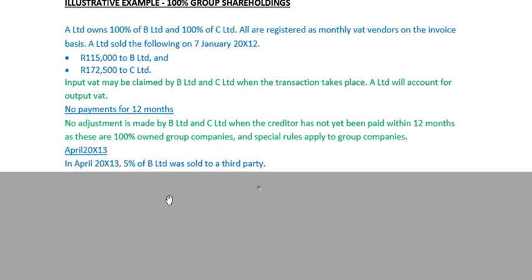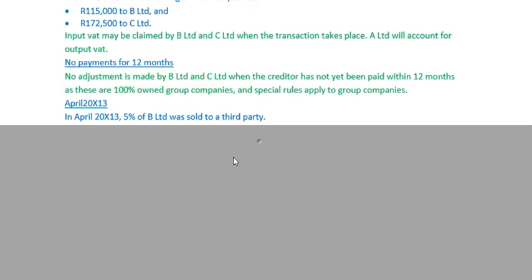In April 20x23, it says 5% of B Limited was sold to a third party. Now let me just explain. It's no longer 100% owned, and it owes you 115,000 Rand. That is more than 12 months behind to a group company. We now need to account for the VAT. So not on C Limited, because we haven't sold C Limited. We sold 5% of B Limited, 115,000 was owed. So 115,000 times 15 over 115, 15,000 Rand needs to be reversed out.